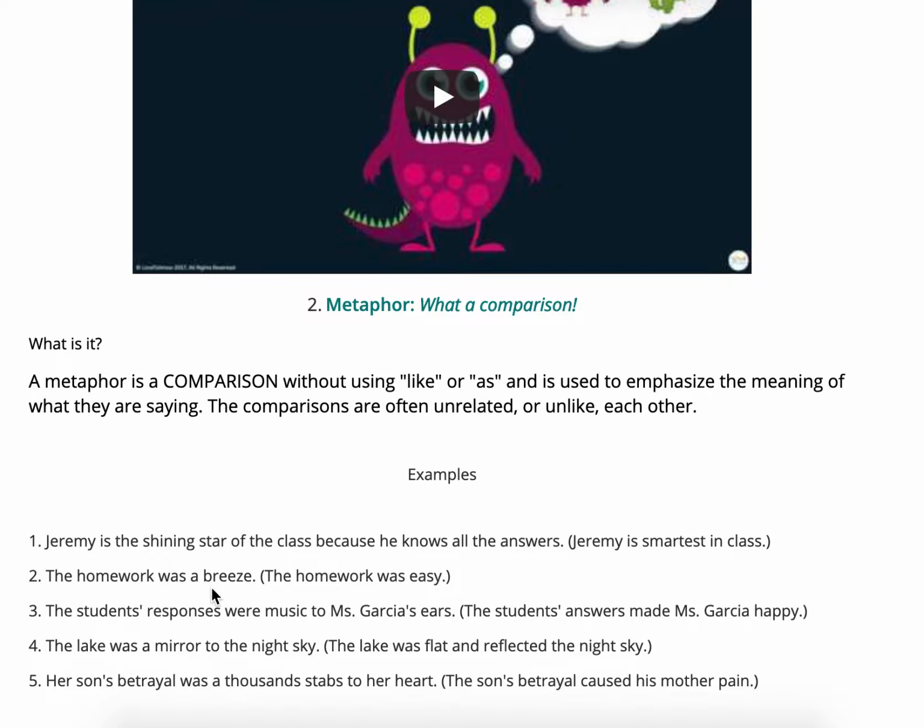The homework was a breeze. We know that to mean that homework was easy, but it's comparing homework to the wind. And do we have to do anything for the wind? No. The wind's just there. So that's the same thing.